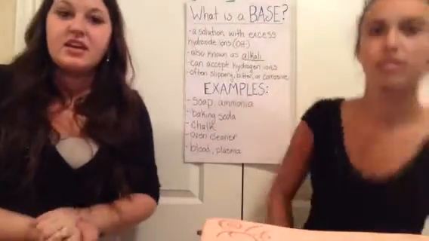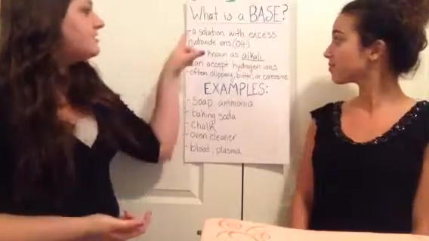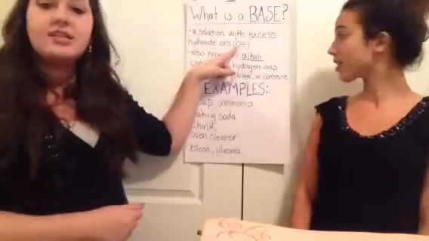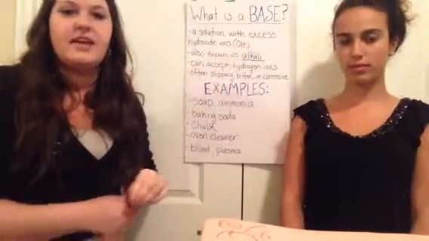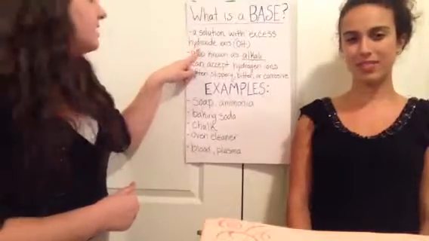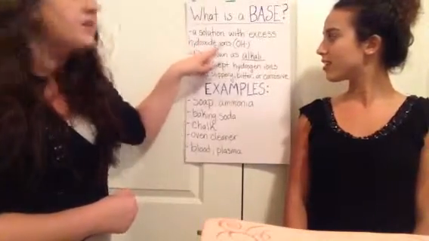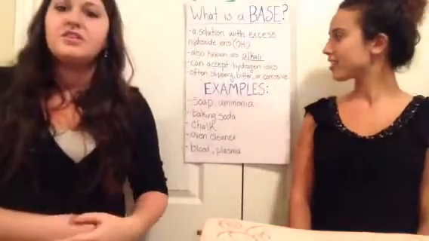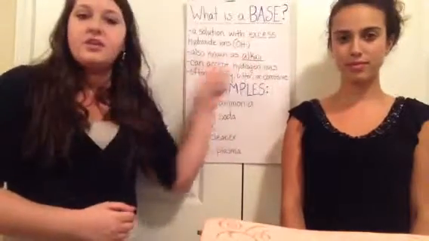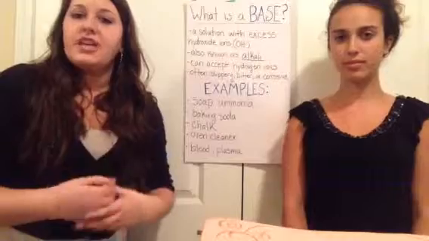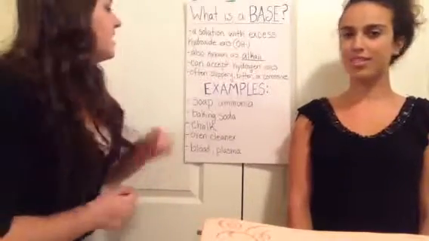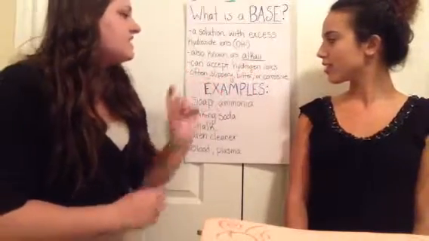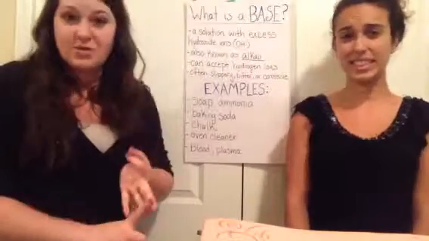So next, let's think, what is a base? A base is a solution with excess hydroxide ions, and you're going to want to note that hydroxide is O, H, and then a negative sign. And look at the word hydroxide. It has hydro and oxide, which forms the O for oxygen and the H for hydrogen. And bases are also referred to as alkali. You'll hear base and alkali kind of interchanged throughout the lesson. Bases can also accept hydrogen ions, and they're often slippery, bitter, or corrosive.